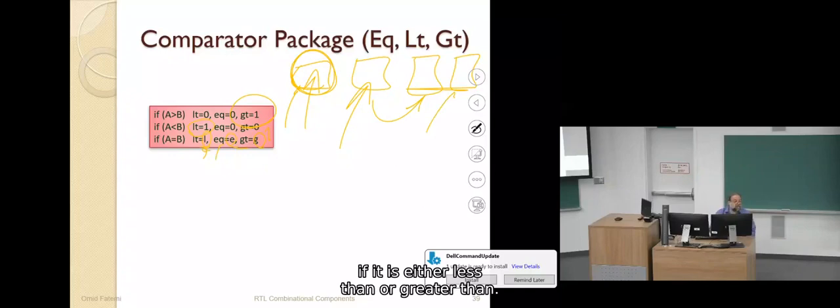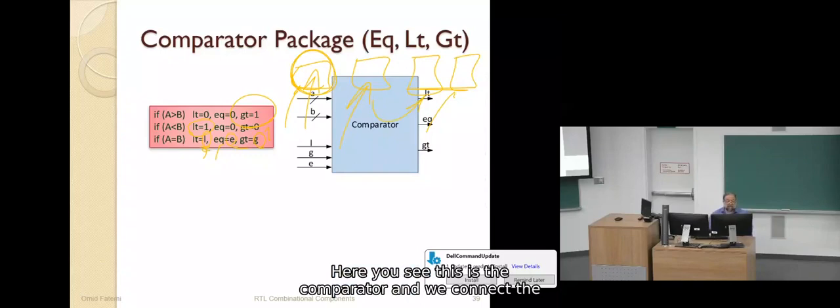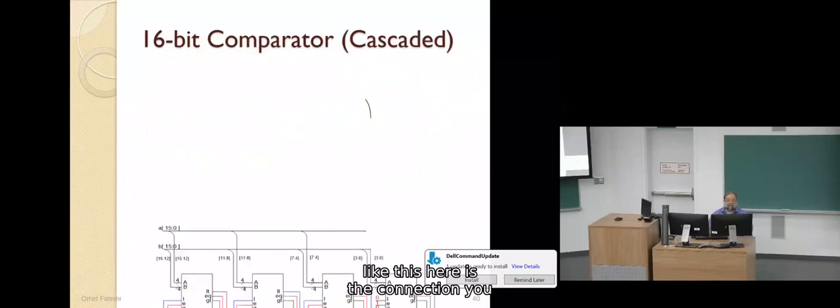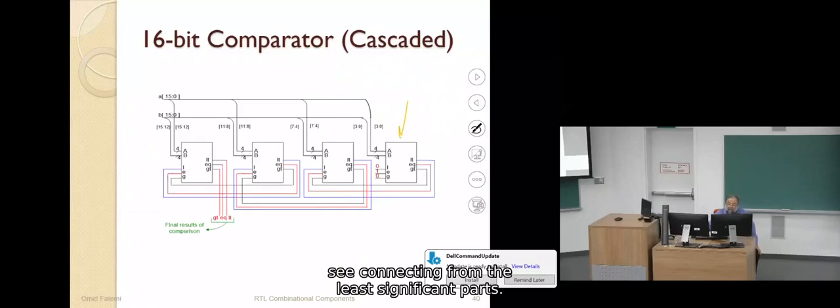So here you see this is the comparator, and we connect them like this. Here is the connection. You see, connecting from the least significant part. This LT goes to L here. This equal goes to E here. This GT goes to G here.